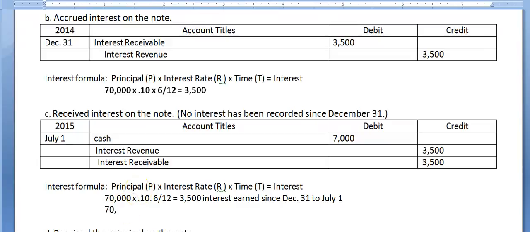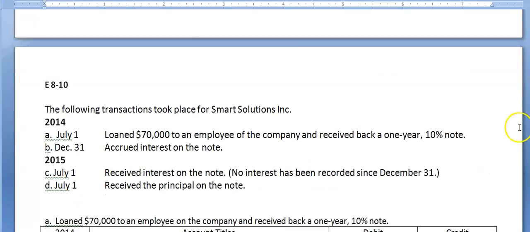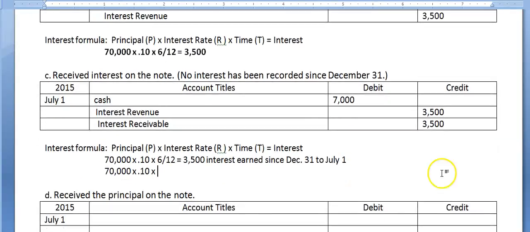We can multiply 70,000 times 10%. I apologize, I had a period there and I meant to put a multiplication sign. Times how much time has passed for the entire length of the note. It went from July 1st, 2014, when the note was made, until July 1st, 2015. That's a full year. So we can multiply by 12 divided by 12, or the number 1, so that would be 7,000 for a full year's worth of interest. We can use that calculation to double check the amount that we use here. So you will receive $7,000 worth of cash for the interest payment.